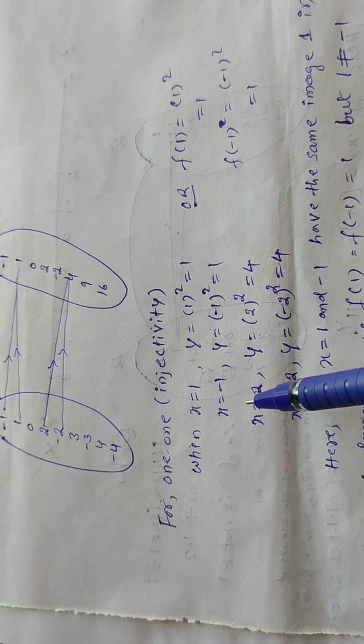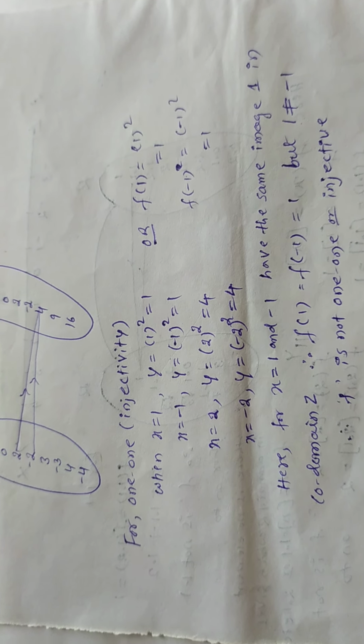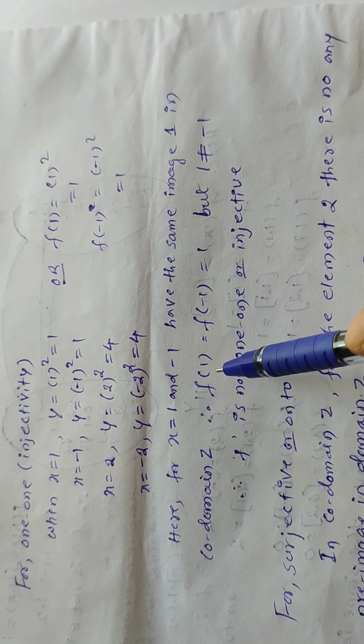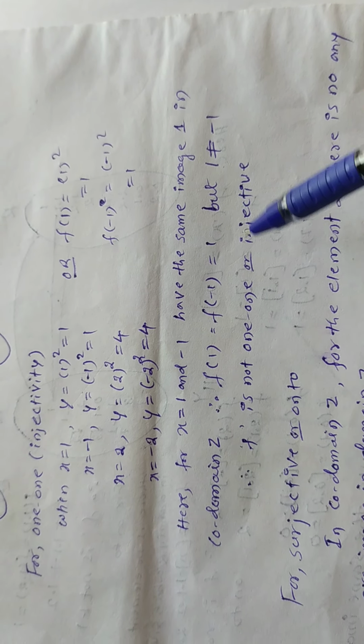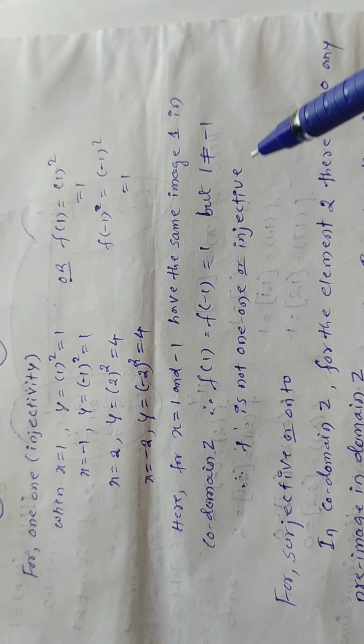Similarly, when you put x is equal to 2, you get 4. When x is equal to minus 2, you get 4. Both same. So just you have to write 1 and minus 1. And lastly, you have to write x1 is not equal to x2. Hence, it is not one-one.